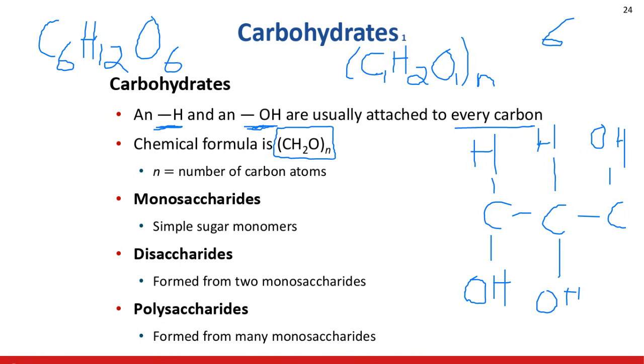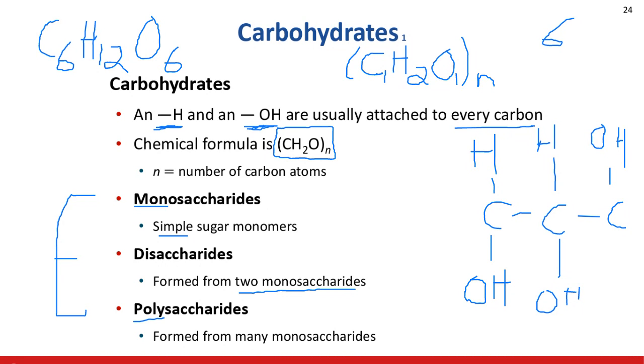Point being is, when we're getting into the macromolecules of carbohydrates, we have different classifications. The three that we're going to deal with are monosaccharides, meaning one, mono is one, and those are simple sugars. Disaccharides is when we take two monosaccharides and stick them together. Now what happens when we take 50 monosaccharides and string them together? Then we get polysaccharides, many.